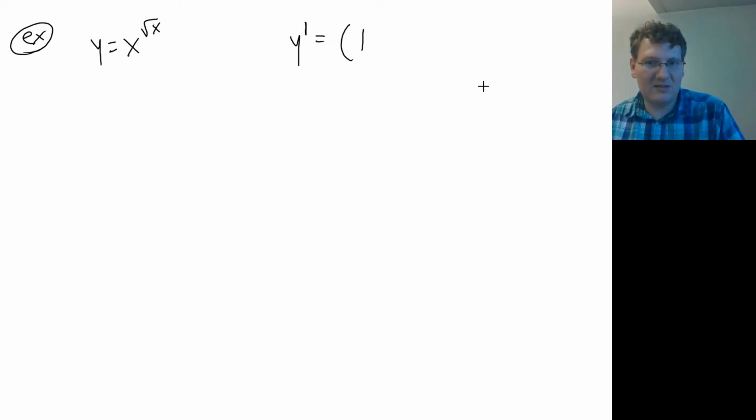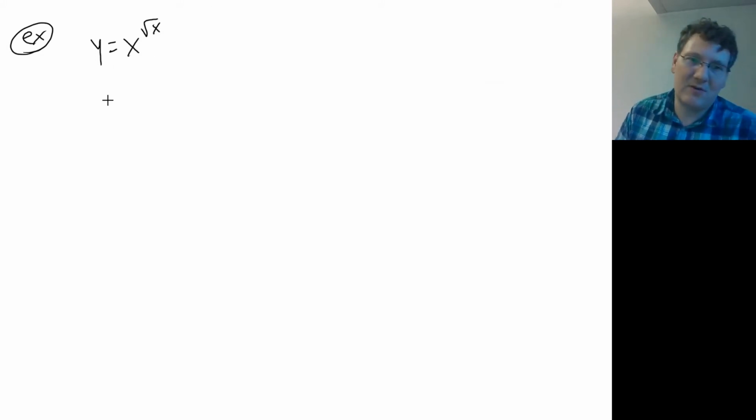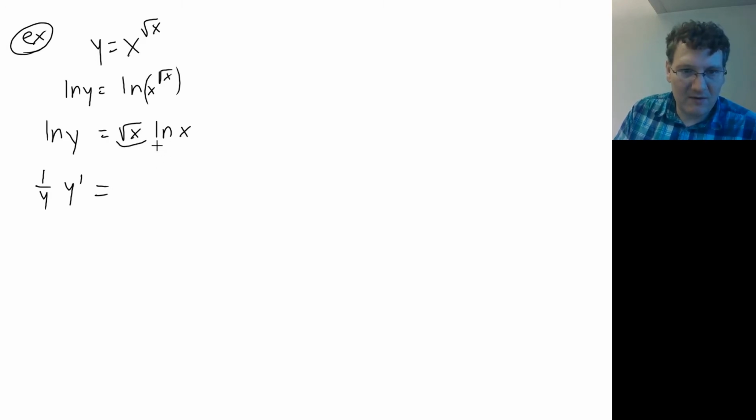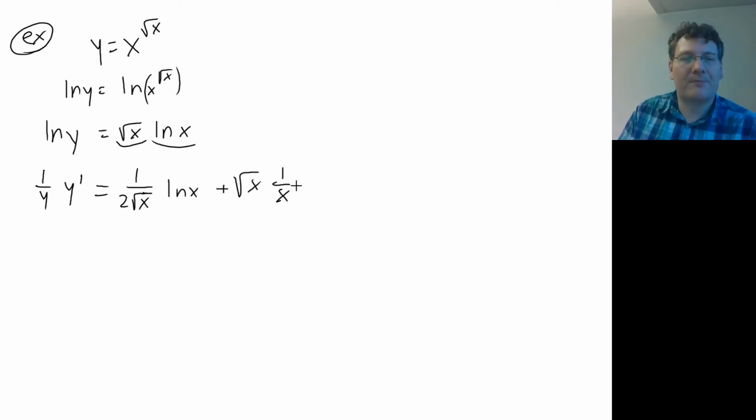But let's just use logarithmic differentiation. So we're going to take the natural log of y, set that equal to the natural log of x to the square root of x. And I'm going to write the natural log of y equals root x times the natural log of x. So on the left-hand side, we'll have 1 over y times y prime. On the other side, we're going to have product rule. So we're going to have 1 over 2 root x times the natural log of x plus square root of x times 1 over x.